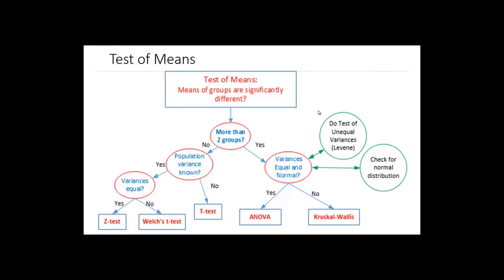Then first we have to check for the assumptions of ANOVA. Test of variances. If we do have homoscedasticity, we do tests of unequal variances, and more importantly, look at the Levene test, and also check for normal distribution. All samples must be normal. If we do have both assumptions met, then we use ANOVA. Otherwise, if we miss one of those assumptions, we use the Kruskal Wallis test.